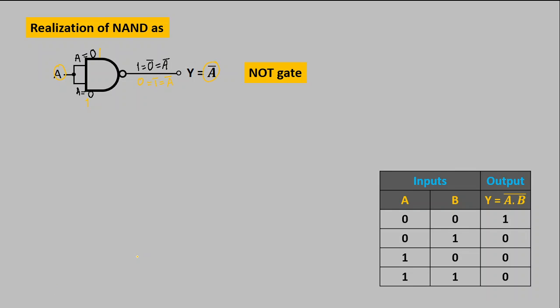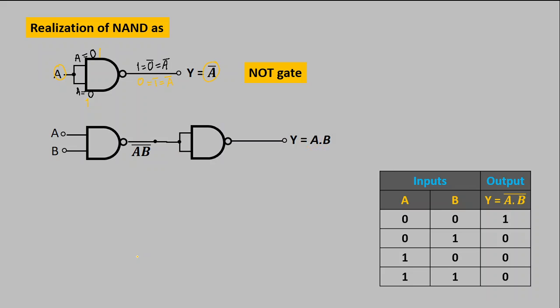Now let us see the next diagram, for how a NAND gate can be used as an AND gate. For that you require two NAND gates connected in this fashion. First, a NAND gate is connected having inputs A and B. The output of this NAND gate is obviously (A dot B) complement, which is written down here. Now this (A dot B) complement is given as an input to this combination, and this combination is nothing but a NOT gate.